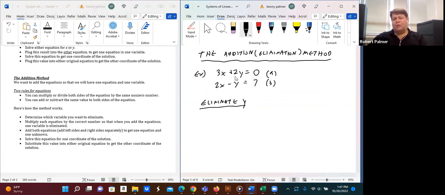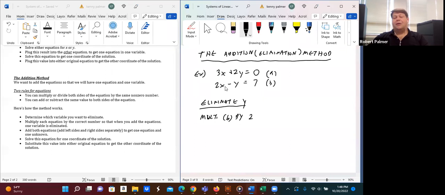But think about what this number in front of this y needs to be so that when I add my y terms, they go away. You can tell that's going to be -2. If this was a -2y, if you add 2y and -2y, you get 0y. Because remember, our goal is to get one equation with one variable. So what we need to do is multiply equation B by 2.